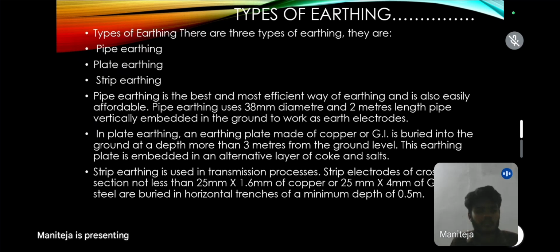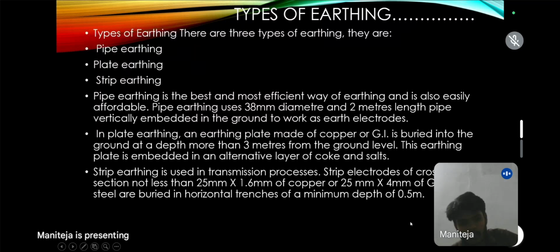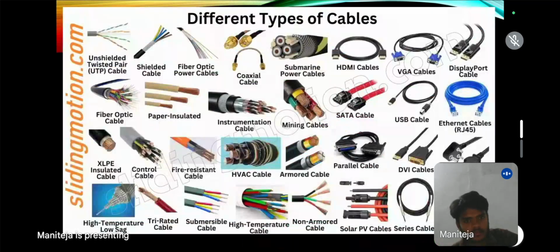Strip earthing is used in the transmission power process. Strip electrodes with a cross section not less than 25 by 16 mm of copper or steel are buried in horizontal trenches, as you see in this slide. They are kept in horizontal trenches for better earthing and good surface contact.